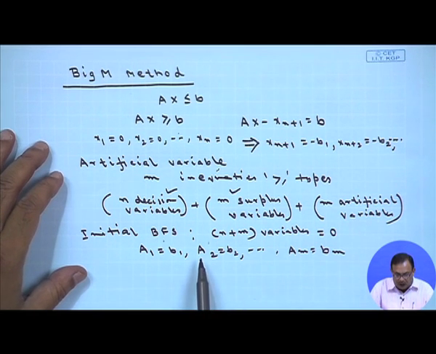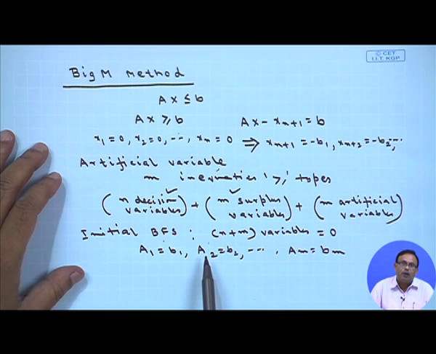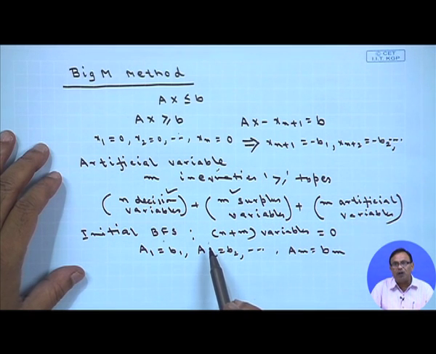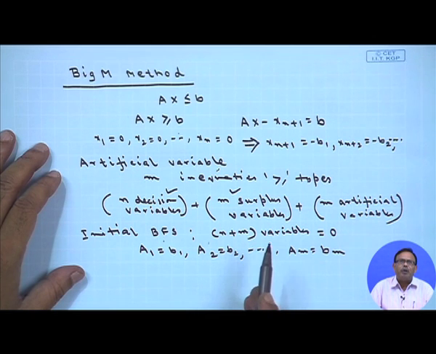But if you see one thing, the final solution of this will not be the solution of the original problem, because the original problem and the modified problem after including the artificial variable are not the same. For that reason, I have to somehow remove the artificial variables from the final basis matrix or from the final table. To do this, what happens?